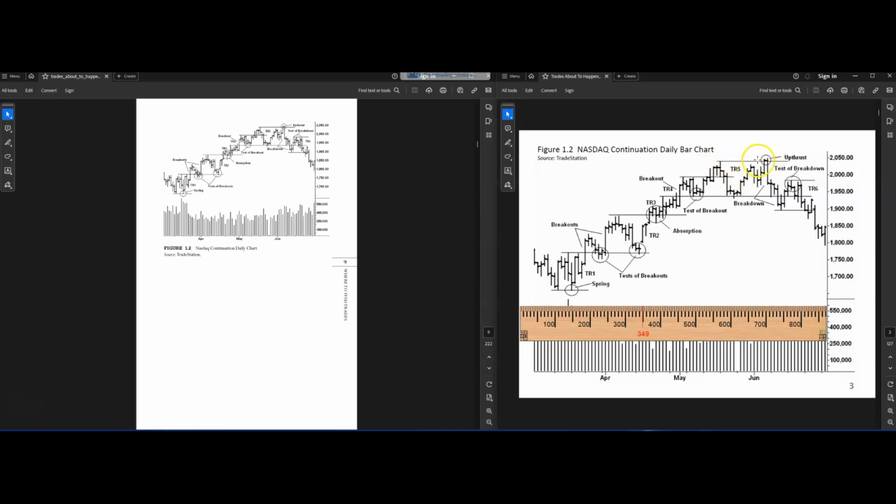Upthrust, meaning inability to break. Break down, back into the range. Break down, test. So basically, if you draw the lines, you see break, test, break, test, break, test, break, test, break, test. And if you see a retest, it'll be a spring. And the other thing you'll see around those lines is absorption. So break, test, spring, absorption, again and again and again. All right.